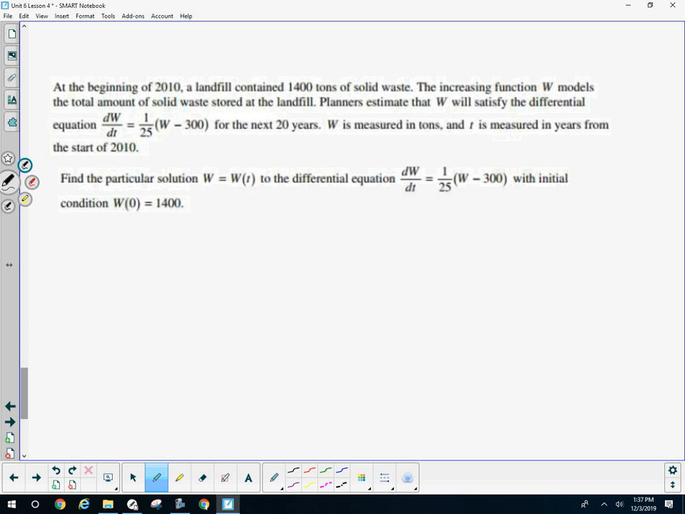We are going to treat this just like any other differential equation. We are going to separate our variables. We are going to anti-derive both sides. Instead of using y's and x's, we've got w's and t's. You might want to distribute. Don't distribute. Instead, move the W minus 300, leave the 1/25. Divide by W minus 300. Multiply by dt. Boom.